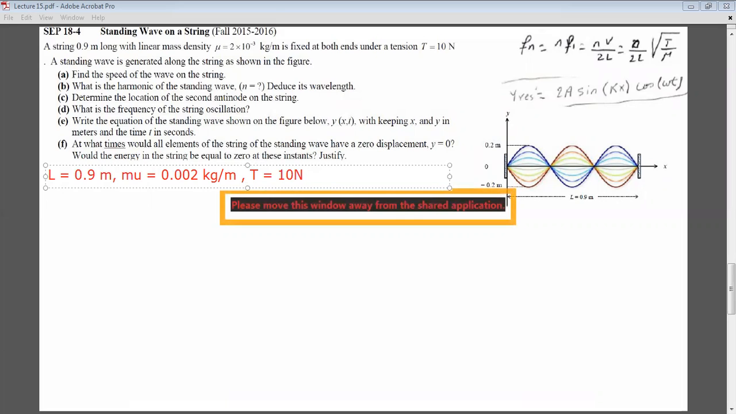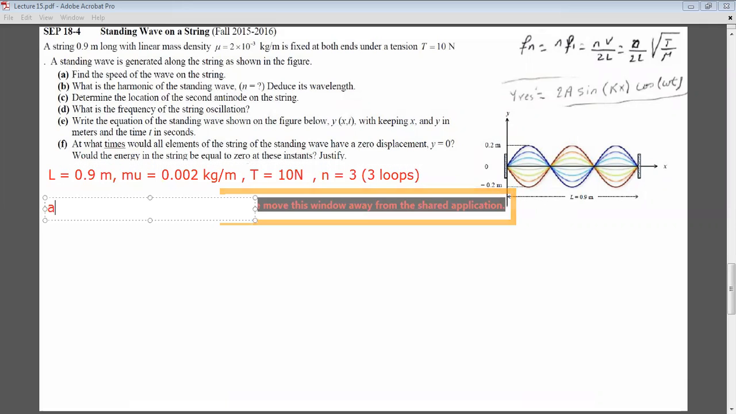A standing wave is generated along the string as shown in the figure. So we saw this standing wave as shown in the figure. So I have n equal to 3 because I have 3 loops. Find the speed of the wave.